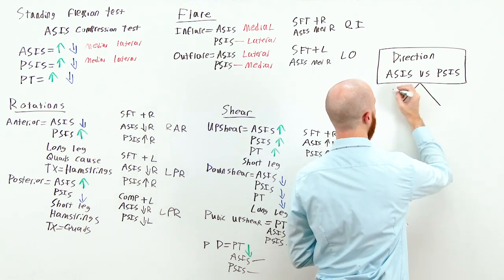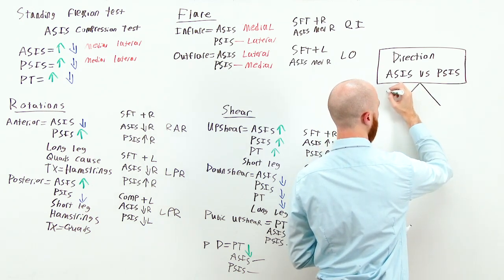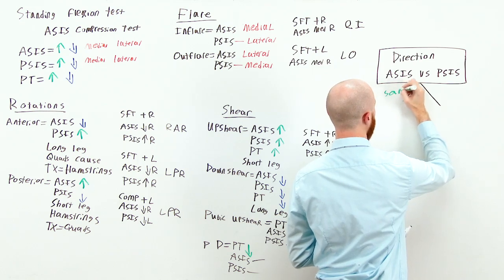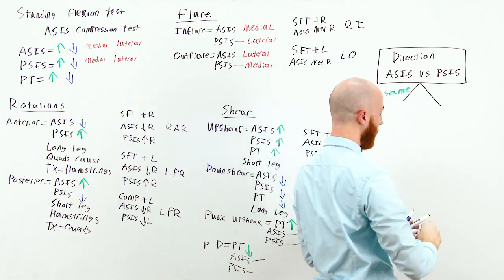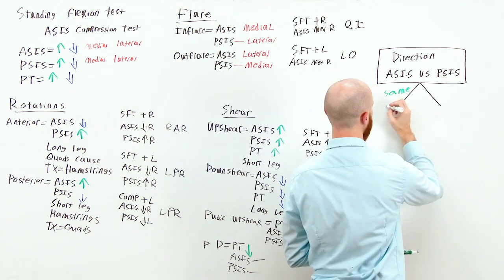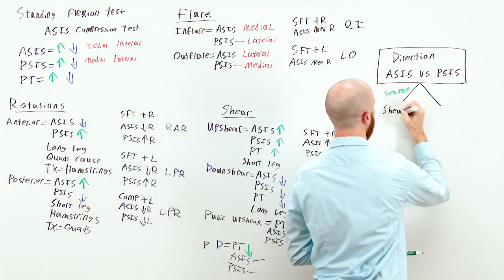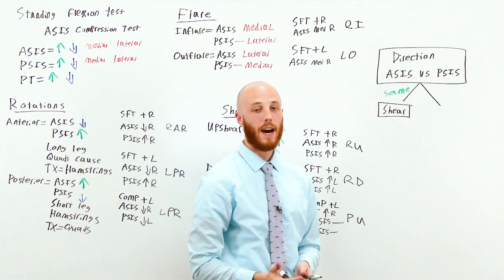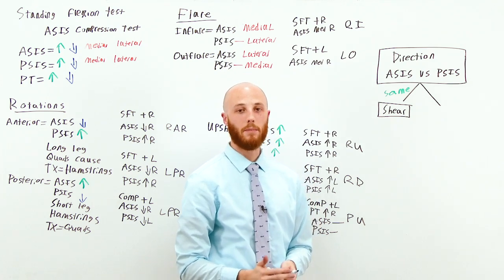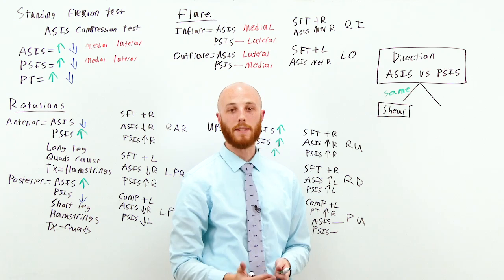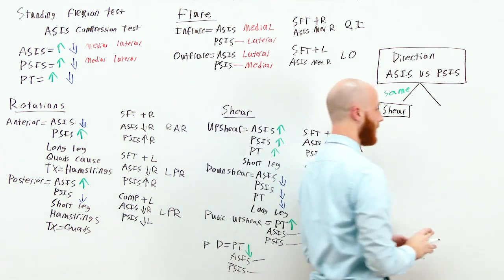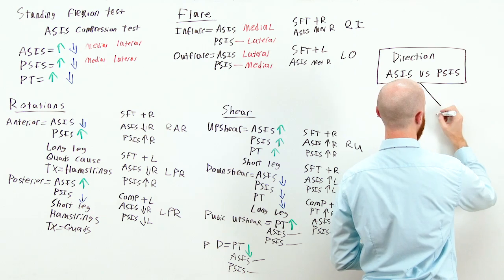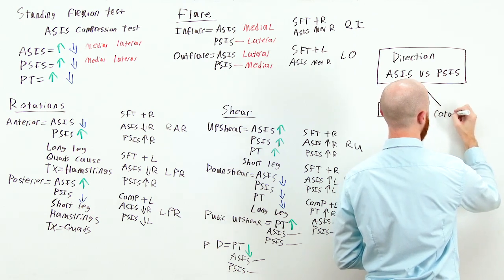So if they are both pointing superior or both pointing inferior on the same side, you're going to have a shear. Now if on the same side the ASIS and PSIS are pointed in opposite directions, that's going to tell you that you have some sort of a rotation dysfunction.